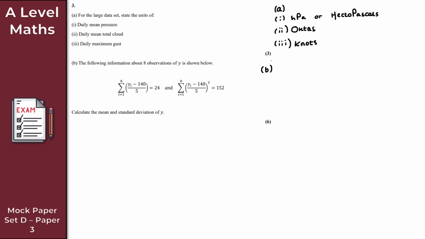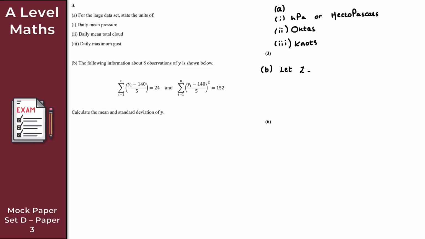So let's just start then with part B underneath here. It just says then, the following information about 8 observations of Y is shown below. So we've got this here and this here. So for 6 marks then, what we want to do here is calculate the mean and standard deviation of Y. So like I said before, conceptually, this isn't too bad. What we're going to do here is just a little bit of coding, and I don't mean Python, R, anything like that. I mean statistical coding. So what I'm going to do here is just replace this here, and it's also the same here, right? But it's just squared. So I'm going to replace that with just some variable. I'm just going to call it Z. So I'm going to let Z then.